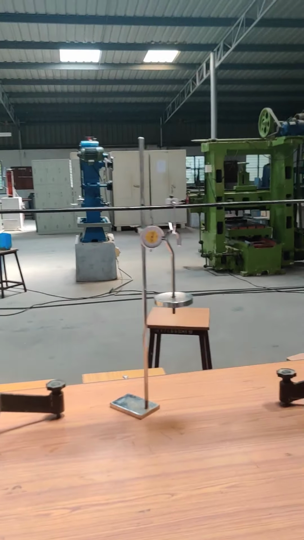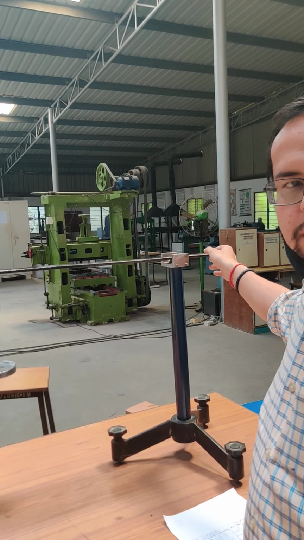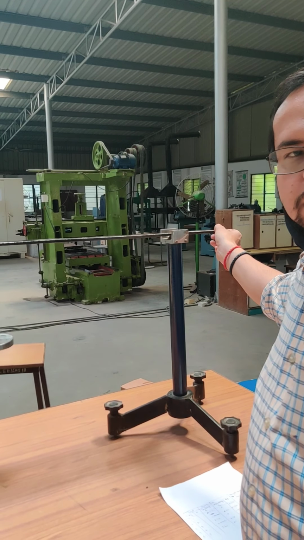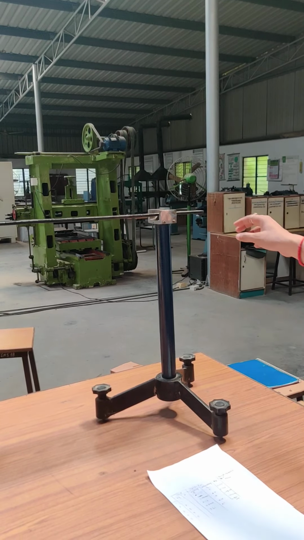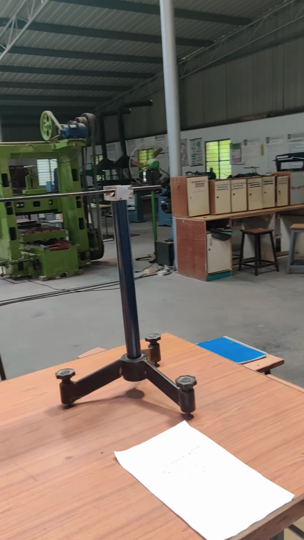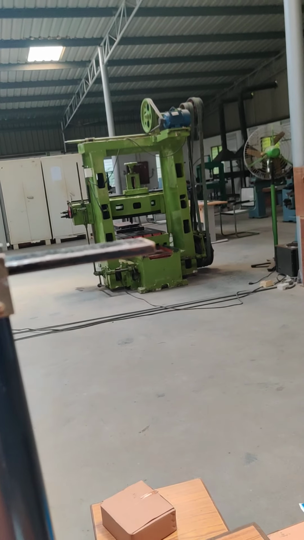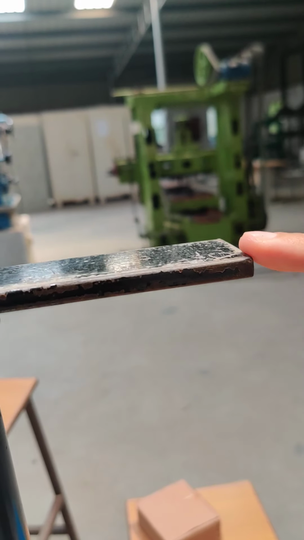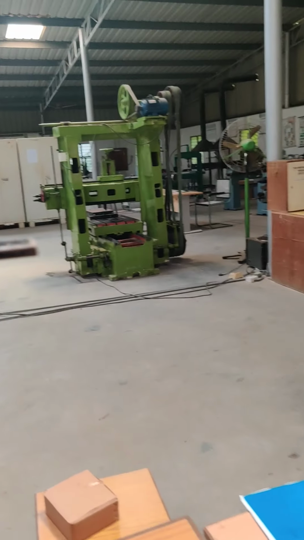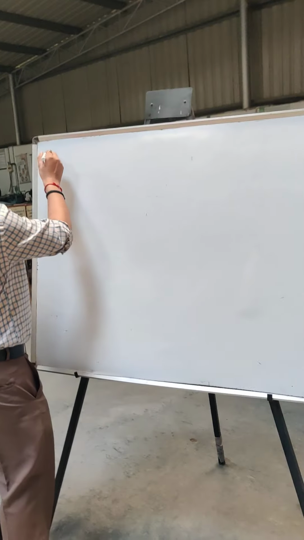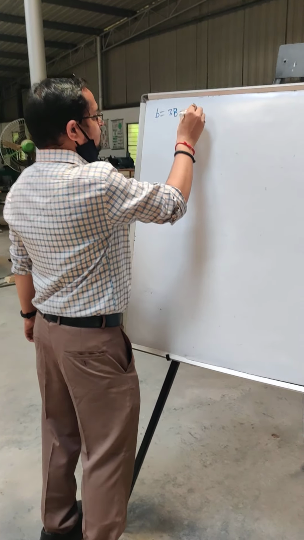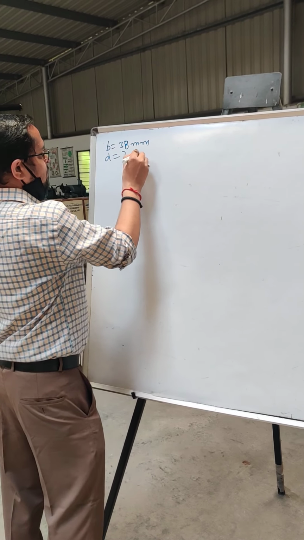So the cross section of the beam is: width 38, thickness 7. This is the cross section. You can see here, this one is 38 and this one is 7. So 38 mm and 7 mm is the cross section. For the beam cross section we have to write, B is 38 mm and D is 7 mm.